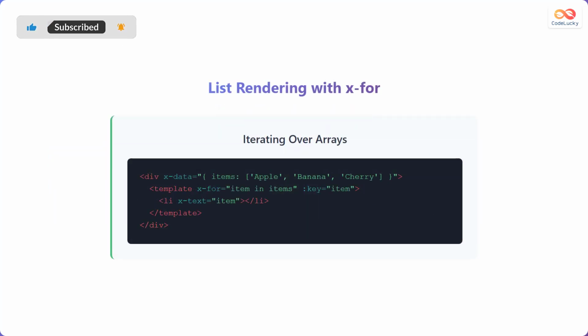List rendering in Alpine.js uses the x-for directive on template elements. In this example, x-data defines an items array containing apple, banana, and cherry. The template element with x-for equals item in items creates a loop. Each iteration generates a list item with x-text displaying the current item value. The key attribute with :key equals item provides a unique identifier for each element, helping Alpine efficiently update the list when items change.